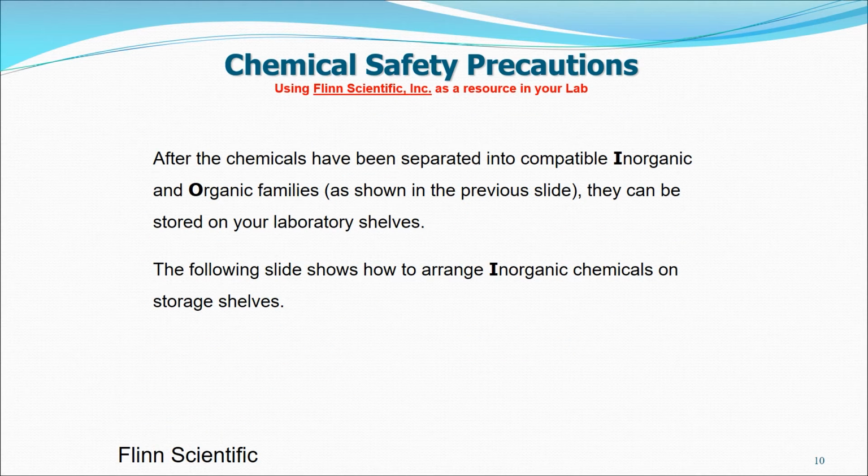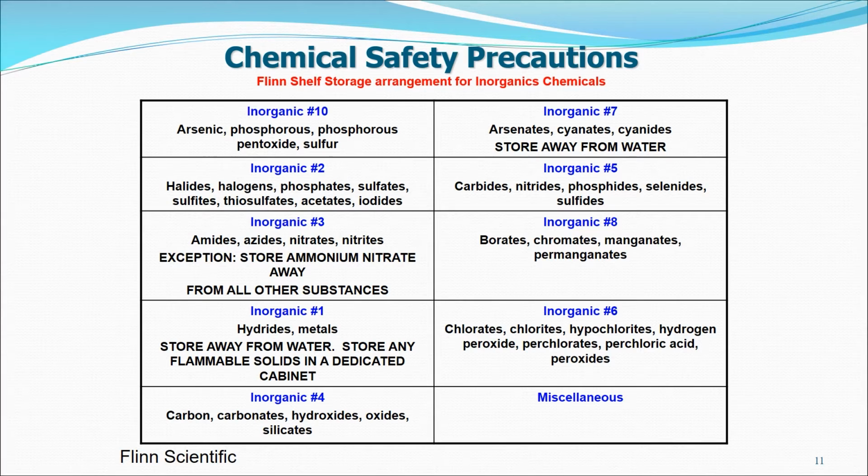After the chemicals have been separated into compatible inorganic and organic families, as shown in the previous slide, they can be stored. The following slide represents shelves and shows 2 rows of shelves for inorganic chemicals. This slide represents your laboratory shelving and storage of inorganic chemicals. Here you can see the top shelf, inorganic number 10 items, with a label of arsenic, phosphorus, phosphorus pentoxide, and sulfur. And on the shelf, you would store arsenics, phosphorus, phosphorus pentoxide, and sulfurs.